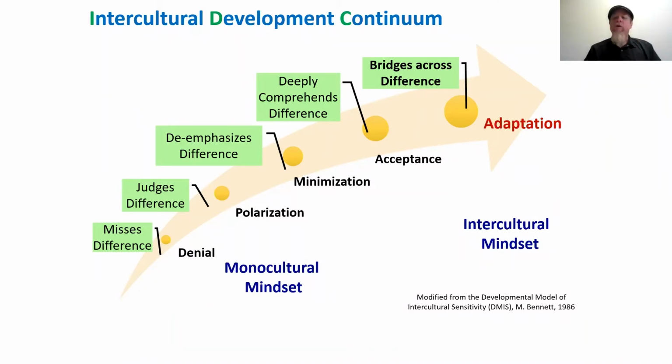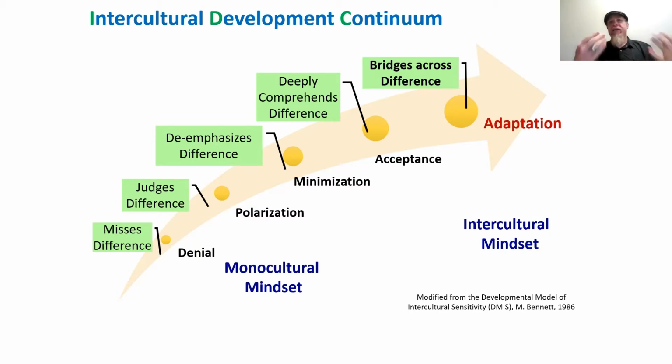And moving forward, we have somebody who might actually comprehend difference and acceptance and understand it, yet they're still challenged with what do they do with that information. Even though they can recognize the differences, it's hard to interact or act on those differences. And then finally, we have people that move into adaptation.